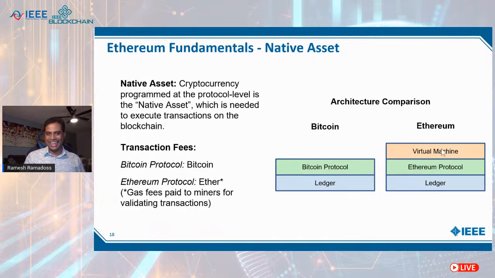So now let's talk about native asset. A native asset is basically the cryptocurrency that's programmed at the protocol level. In the case of Bitcoin, the native asset is Bitcoin, and in the case of Ethereum, the native asset is Ether. And to execute transactions on these blockchains, in the case of Bitcoin, you would pay the transaction fees in Bitcoin, and in the case of Ethereum, you would have to pay in Ether, and it's called gas fees.